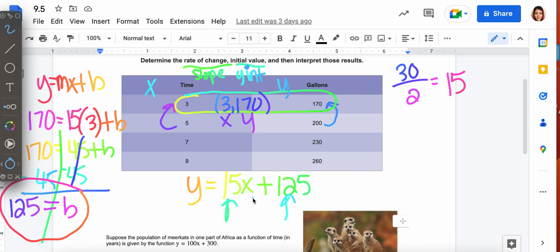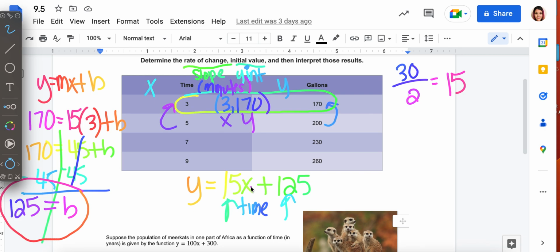So what this means, remember, x is time. Let's say these are in minutes. It doesn't say, but let's say this is minutes for the sake of this. So it starts at 125 gallons. That's our initial value, right? And then every 1 minute after that, it goes up 15 gallons. So we start at 125 gallons, and every minute goes up 15 gallons. That's exactly what it says.